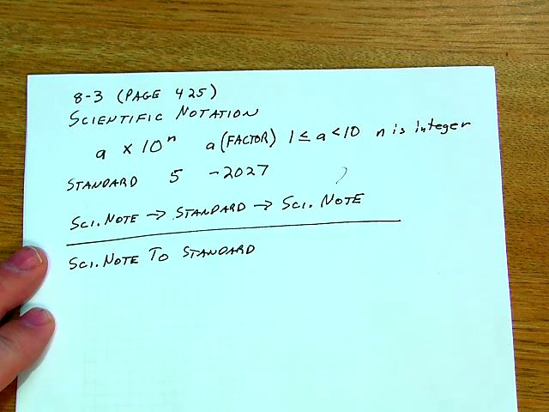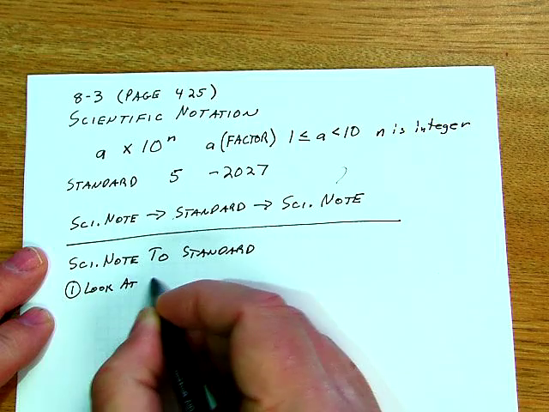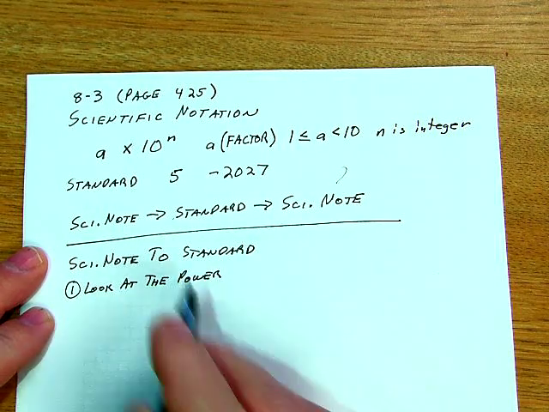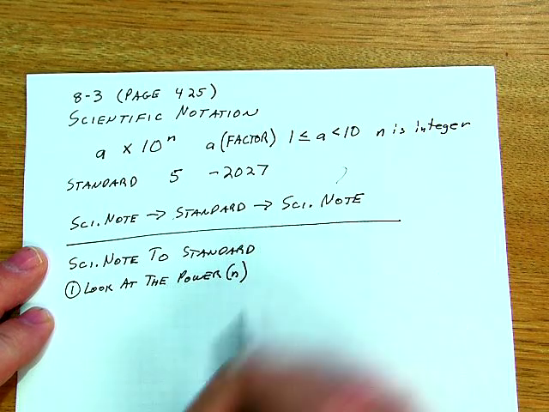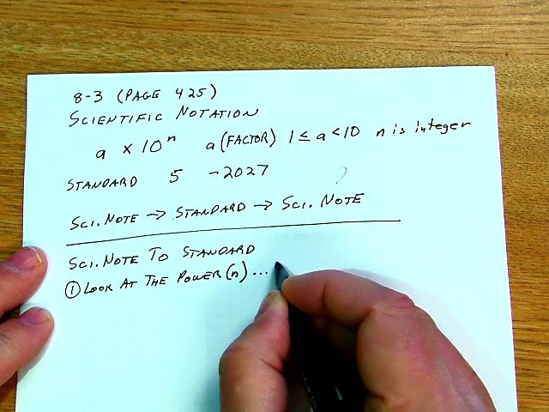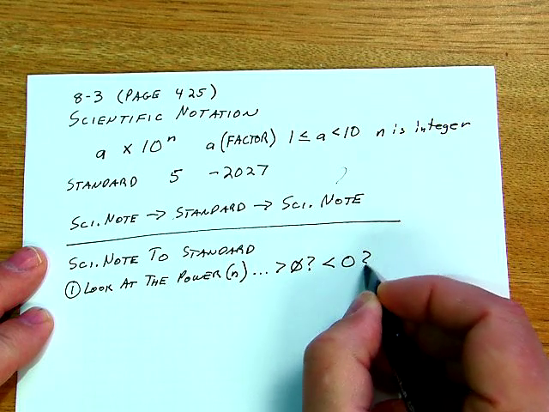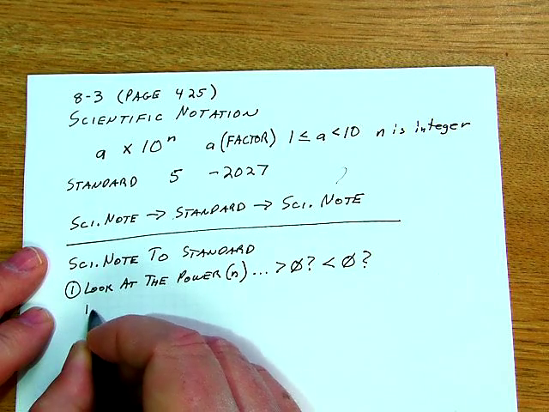First of all, what are the rules for scientific notation? The first thing you want to do is look at the power. The power from up above is the n value. So I'll write that in here, n. You want to notice one thing: is it greater than 0, or less than 0? Once you know that, you can follow these rules.